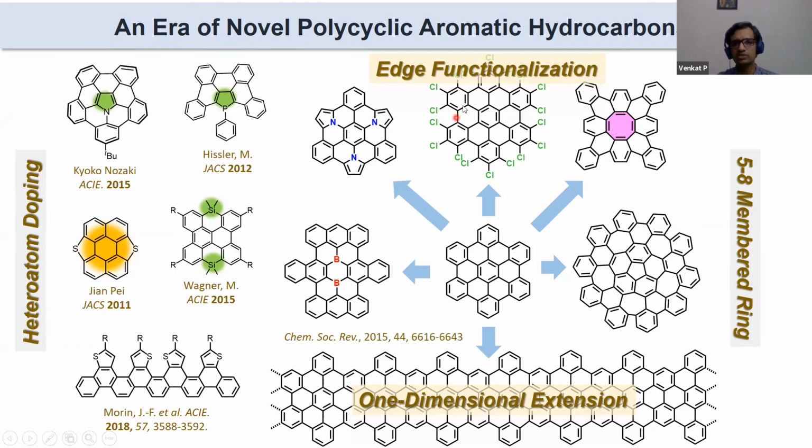You can do functionalization at the edge. You can also functionalize them at the core. You can also deform the graphene sheets by introducing a larger sized ring, such as an 8-membered ring or a 5-membered ring, at the core or somewhere between the graphenic skeletons. You can also dope them with heteroatoms, as is shown here. All of them are expected to induce different properties or bring in interesting, exciting properties to these graphenic structures, and hence they are of great attention these days.